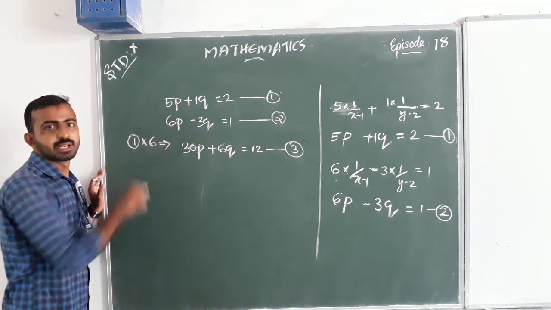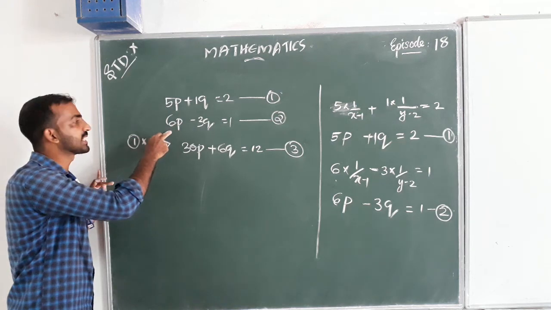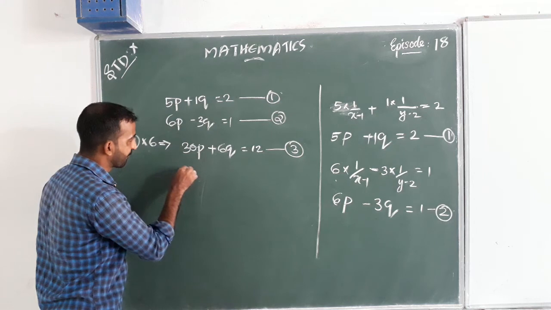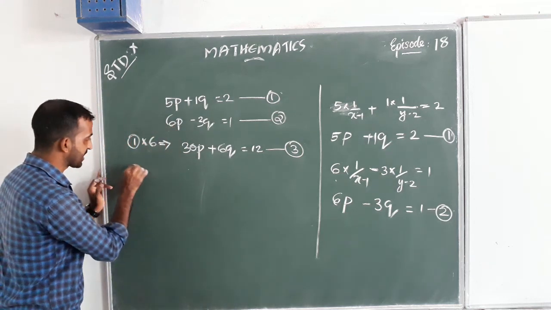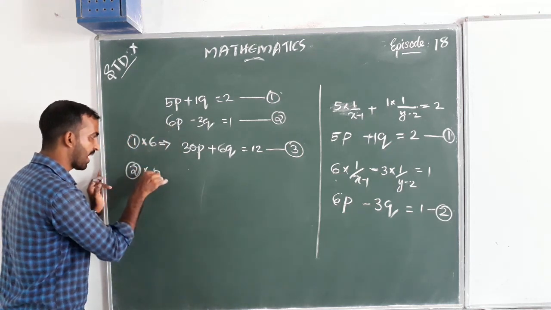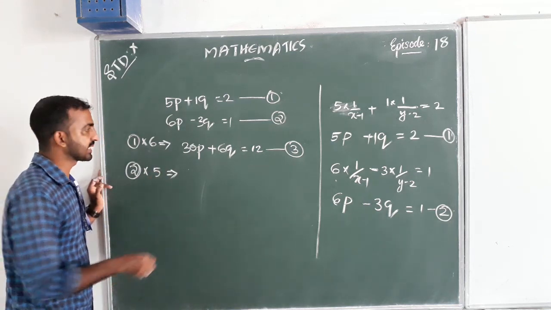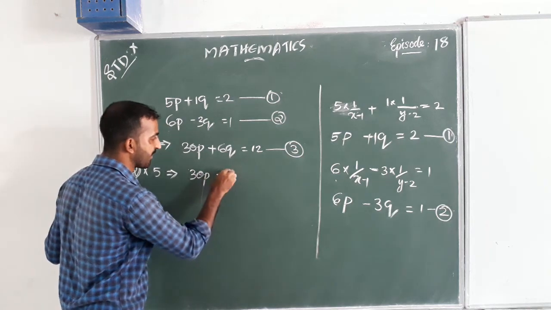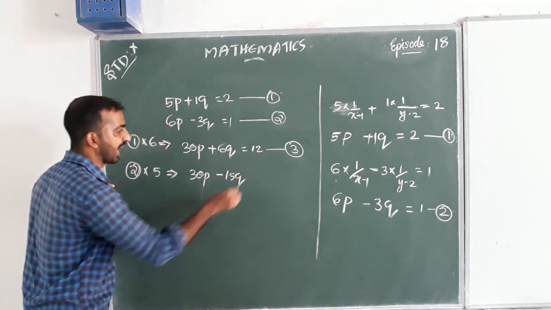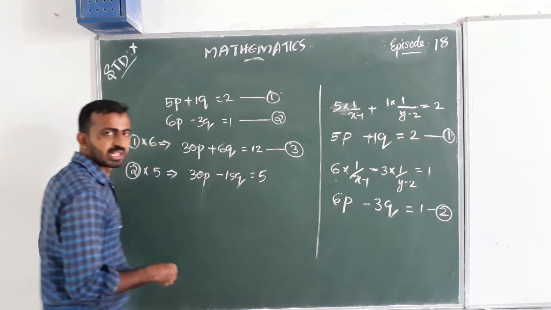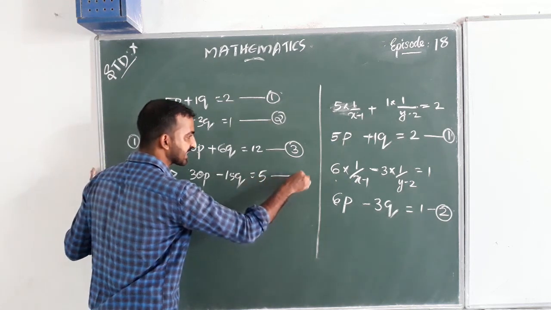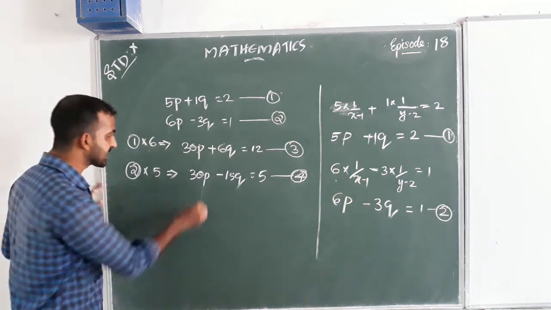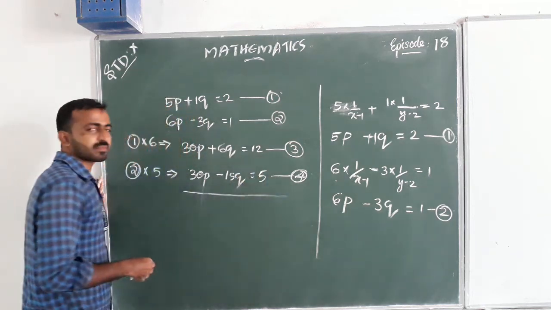And for 6p, which number multiplied to 6 gives 30? That is 5. Equation number 2 into 5 gives 30p minus 15q equal to 5. That is our new equation, equation number 4. That is what we want.